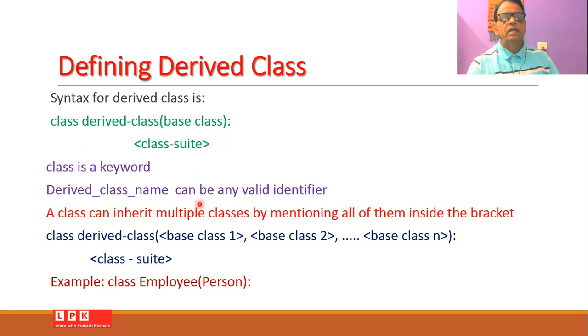A class can inherit multiple classes by mentioning all of them inside the brackets. For example, if I want to use multiple classes, I can write class DerivedClass, in the brackets base class 1, comma, base class 2, comma, base class 3, and so on. We can write n base classes, colon, followed by the class suite. For example, if I write class Employee in the brackets Person colon, it means that Person is the base class and Employee is the derived class.